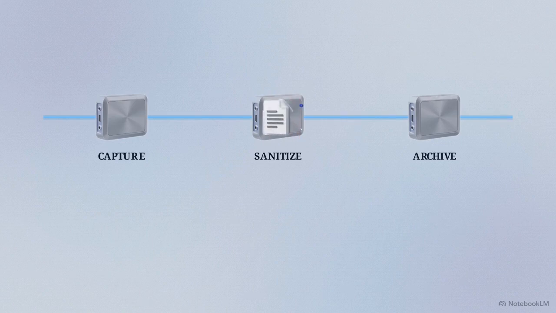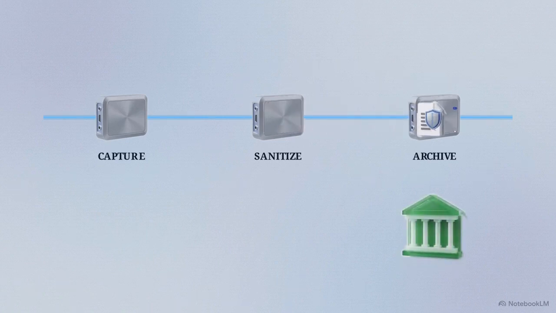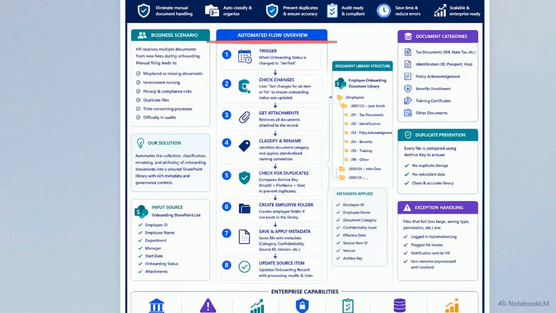The core logic of this system strips away reliance on human input, relying instead on programmatic classification and strict renaming conventions. This flowchart details the macro-level architecture, connecting a basic onboarding list to a controlled document library. The sequence routes files from the verification trigger down to the final source update, applying intelligent metadata, duplicate prevention, and governance protocols to every record.